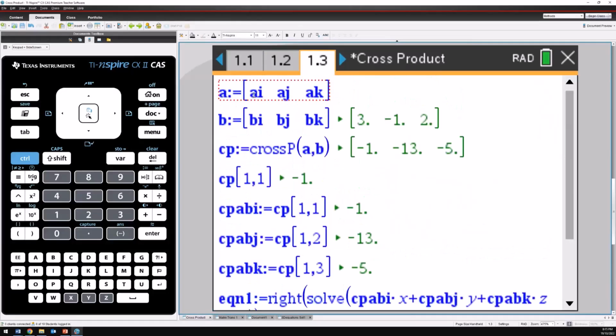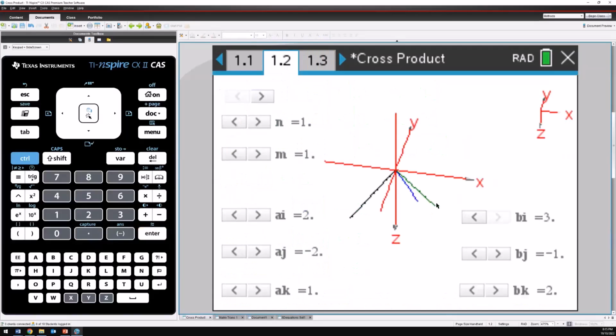So vector A has got AI plus, that should say BJ. No, that's right. No, AJ, AK, and BI, BJ, and BK. So they're the values I've got in there, and you can see the vector there, and there's the other one. And it's automatically calculating the cross product. So let's have a look in here. The cross product, that's that line there.